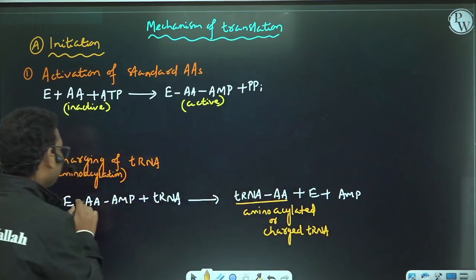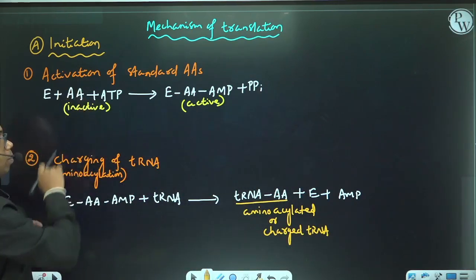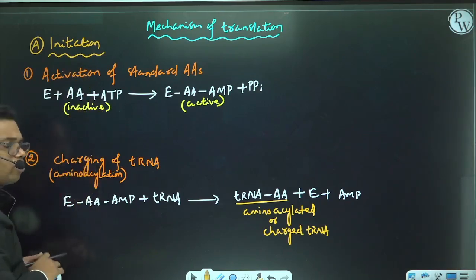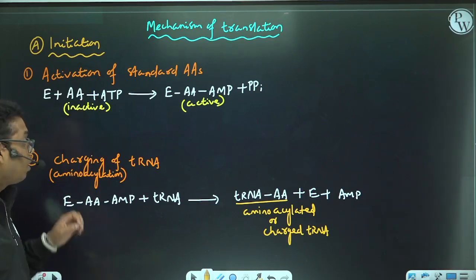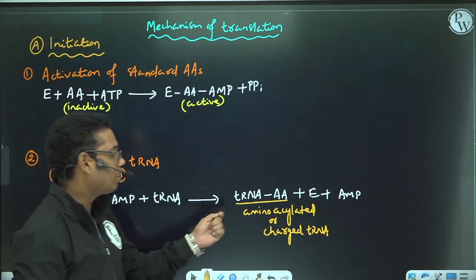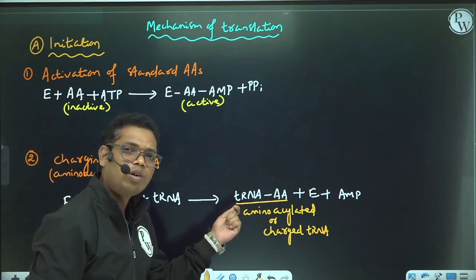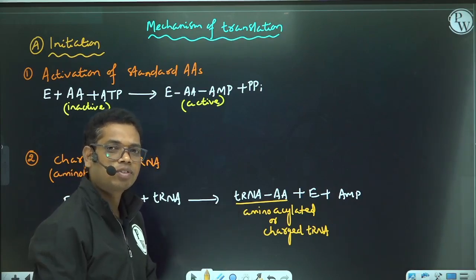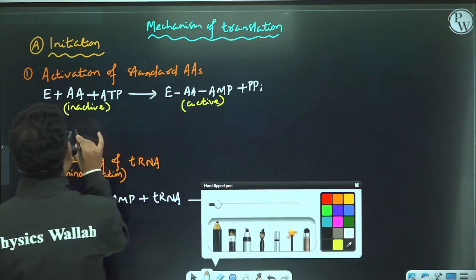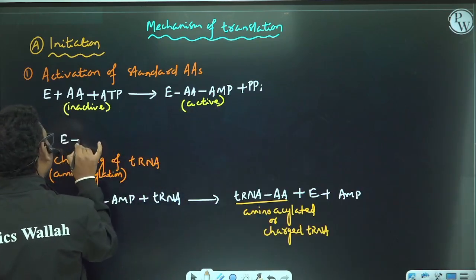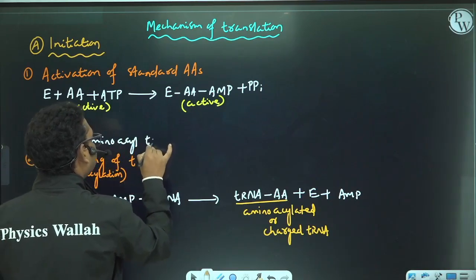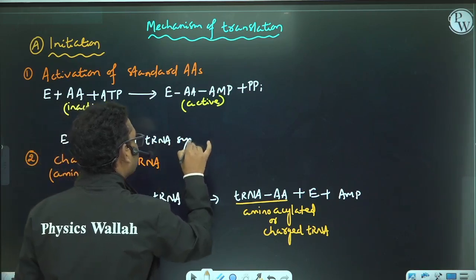Okay, and the same enzyme is involved in the first two steps. Because this enzyme is used to form the amino acylated tRNA, this enzyme is called amino acyl tRNA synthetase. So I will write here, this enzyme is amino acyl tRNA synthetase.